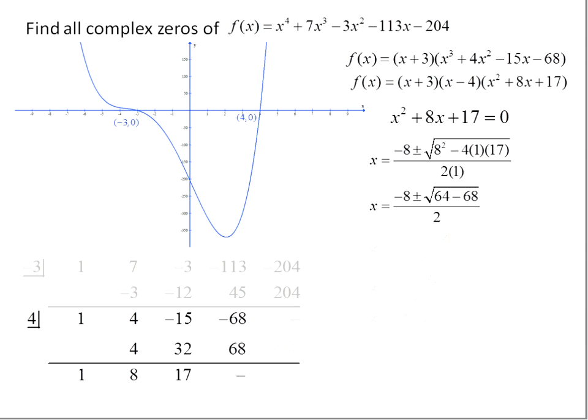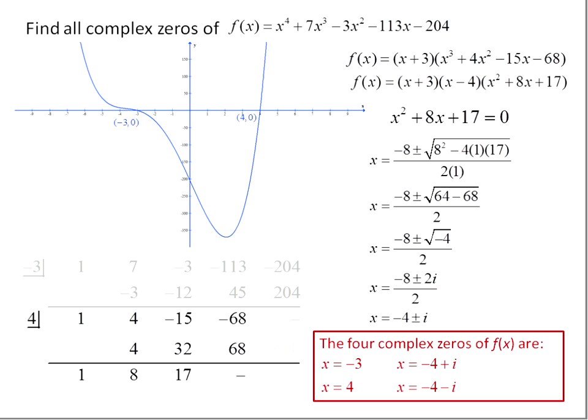We can reduce this. The 8 squared is 64. Negative 4 times 1 times 17 is negative 68. The 64 minus 68 will be reduced to negative 4. And the square root of negative 4 is 2i. We can then break down the fraction. We have negative 8 divided by 2 is negative 4. And 2i divided by 2 is i. And so our four complex zeros are negative 3, 4, negative 4 plus i, and negative 4 minus i.